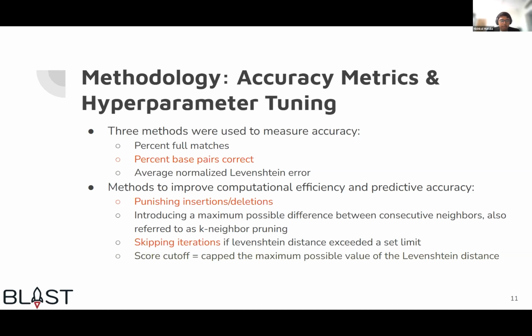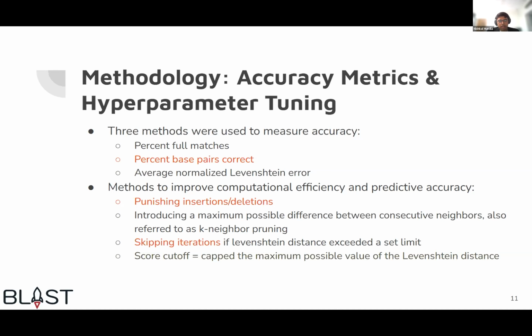Now, we also implemented some methods to improve computational efficiency and predictive accuracy. The first one being punishing insertions and deletions. Early on during analyzing the predictions, we soon realized that insertions and deletions could actually affect the accuracy of our predictions by quite a lot, which is why we decided to punish their contribution to the Levenshtein distance and thus improve accuracies.